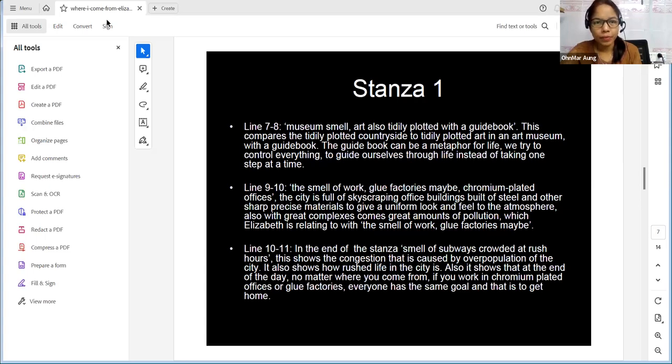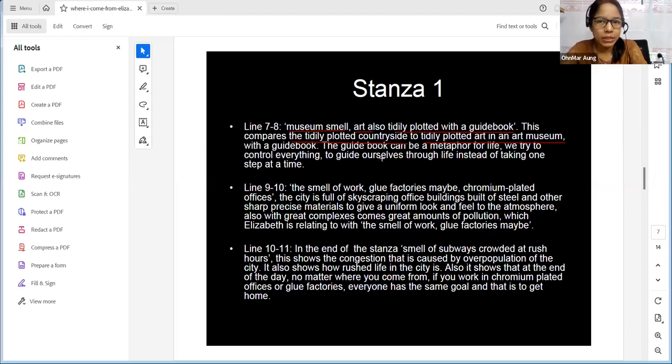In that line, you could see museum smell. So it has a meaning. Museum smell and artwork is tightly plotted with a guidebook. What does it mean? It compares the tightly plotted countryside to tightly plotted art in an art museum. You could see the artworks in the museum, but, how should I say, it is created with a guidebook. It can be created with a guidebook according to the poem.